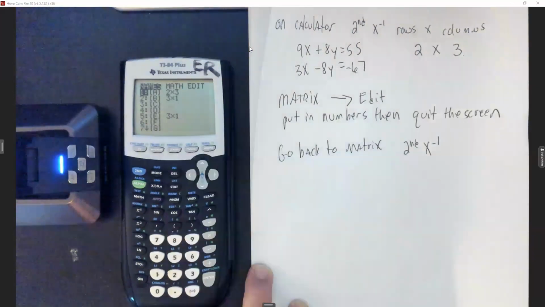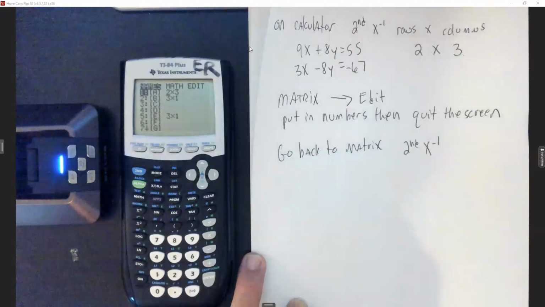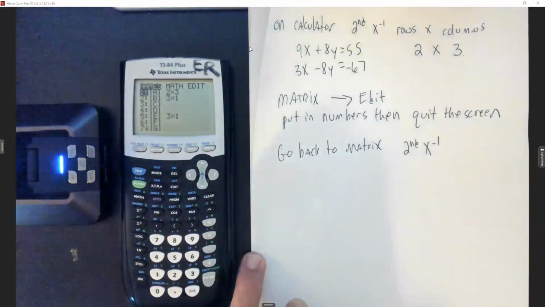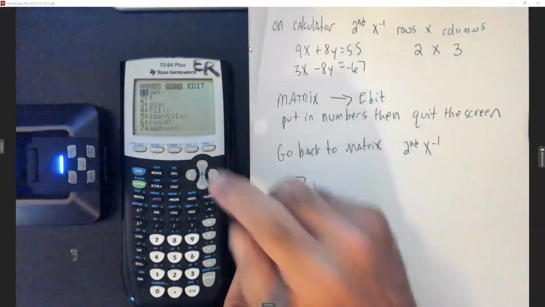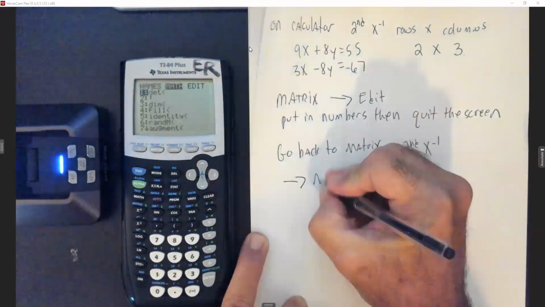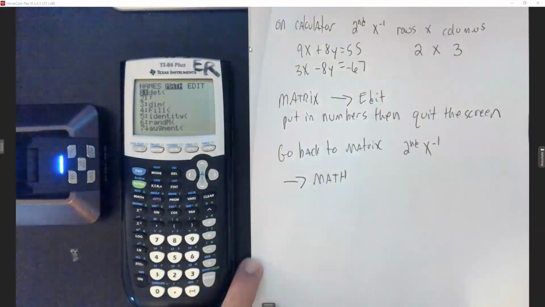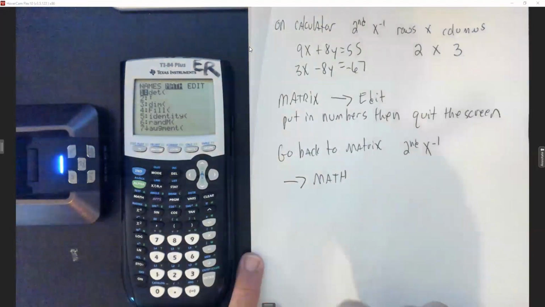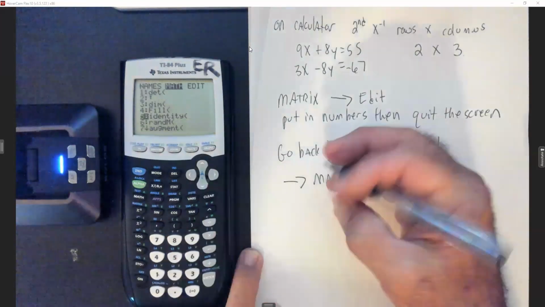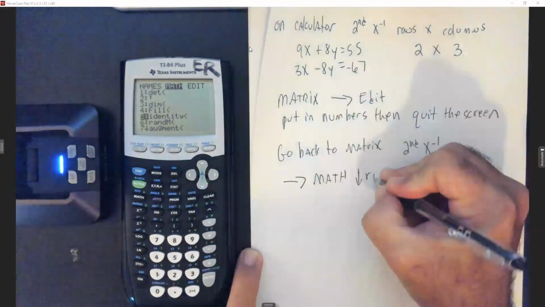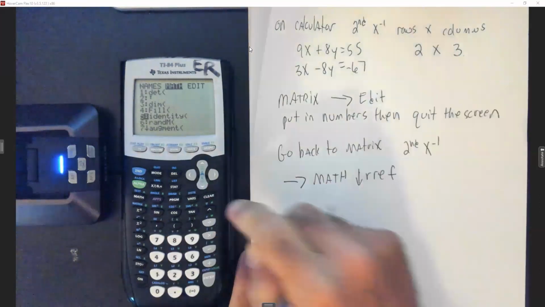What we want to do is tell it now to solve it. So for the calculator to solve it, you're going to arrow over to the math column. The math column does all the different operations on this matrix. So if you arrow down, I'm looking for RREF. These should be in order down here. So let me go down here.